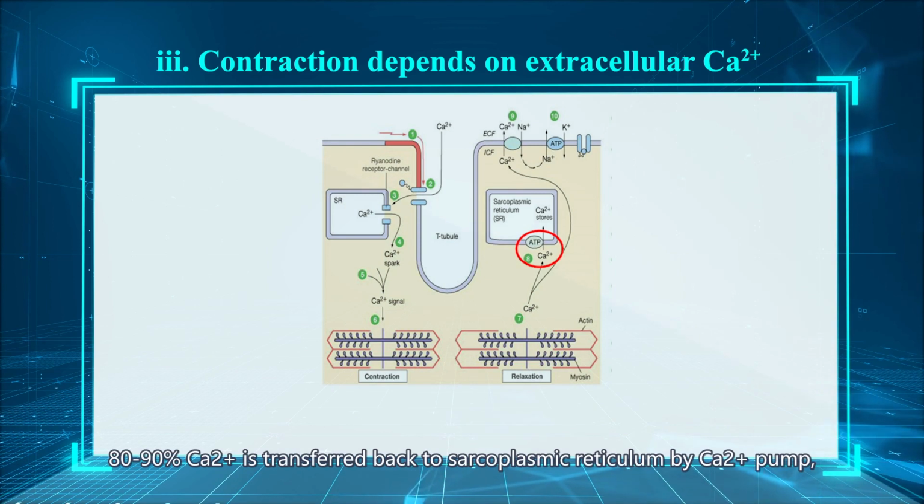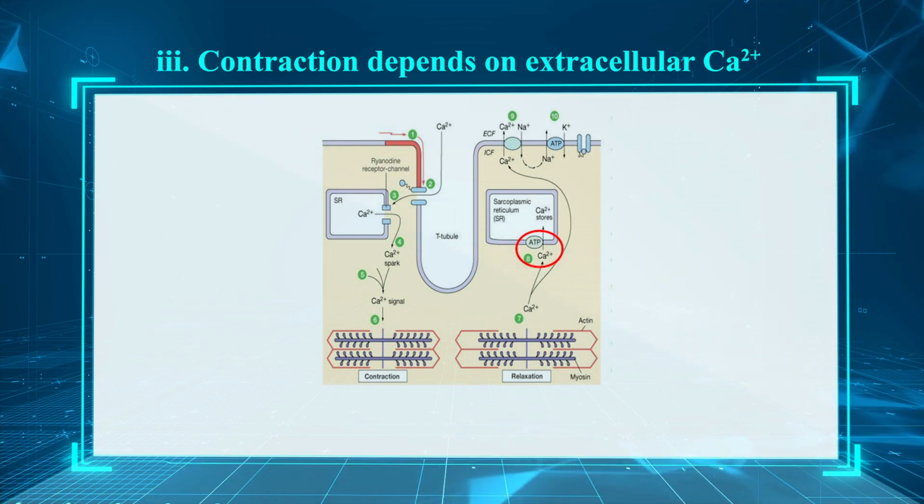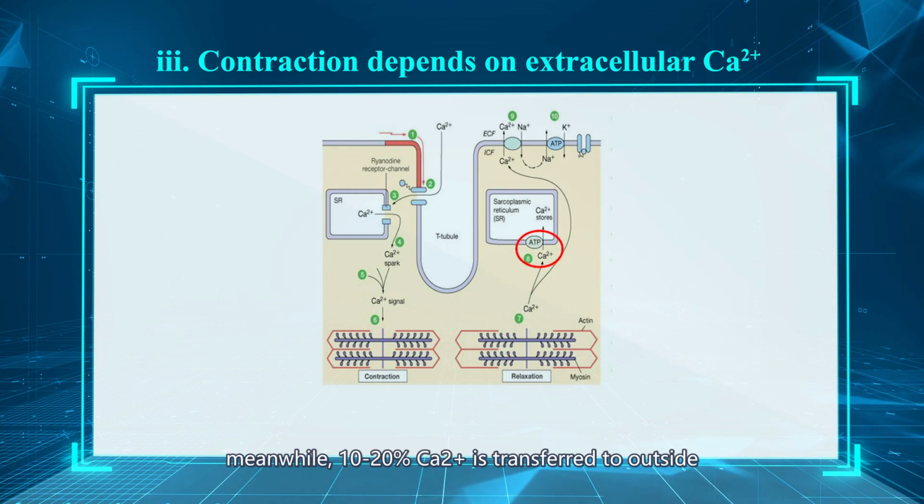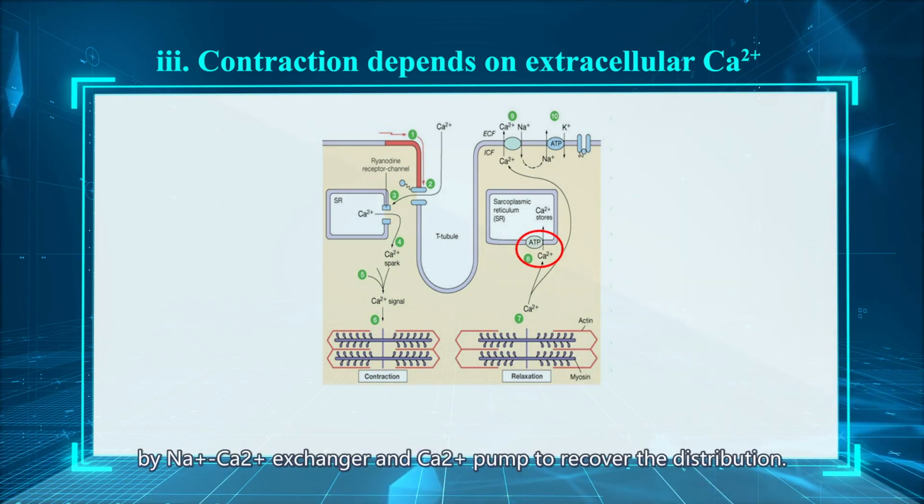80 to 90% of calcium is transferred back to the sarcoplasmic reticulum by the calcium pump. Meanwhile, 10 to 20% of calcium is transferred to the outside by the sodium-calcium exchanger and calcium pump to recover the distribution.